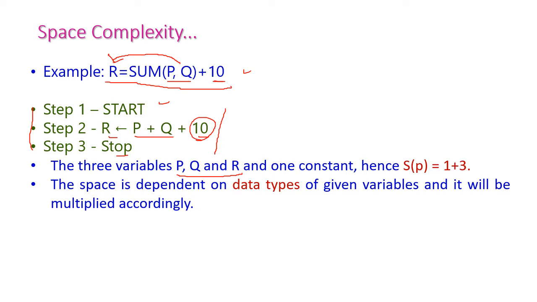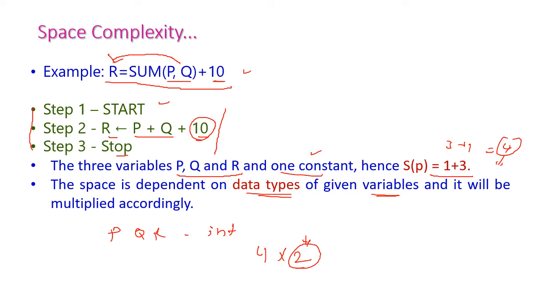And we have one constant, 10. Hence, the space required is 3 plus 1, which is equal to 4. And this 4 depends on the data type of the given variables. For example, if P, Q, R are integer type, then the space required for this algorithm is 4 into 2, because 2 bytes is the size of an integer, right? So 8 bytes. If it is float, accordingly we need to multiply that value.